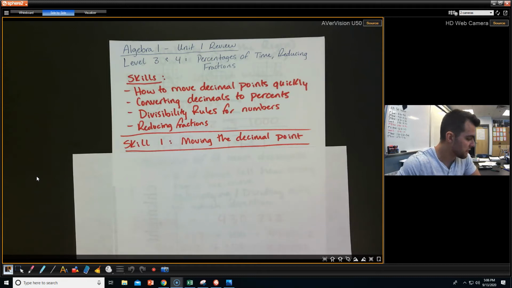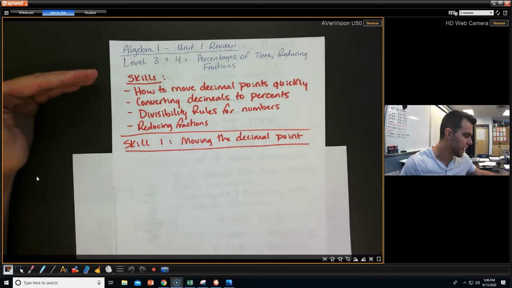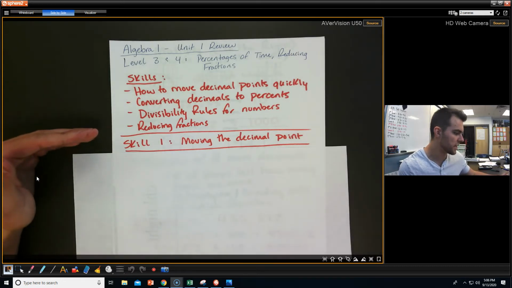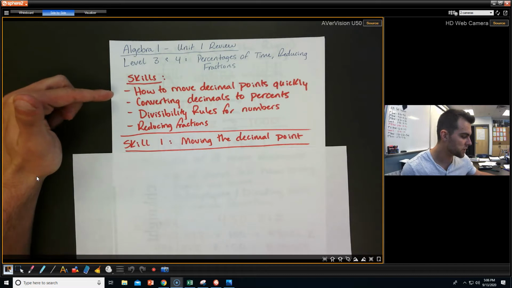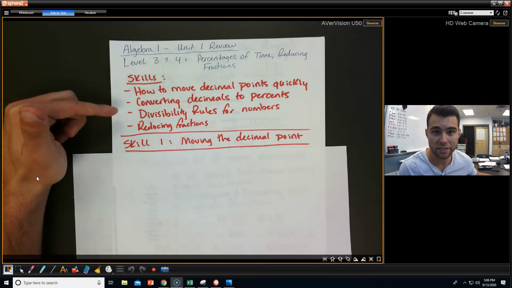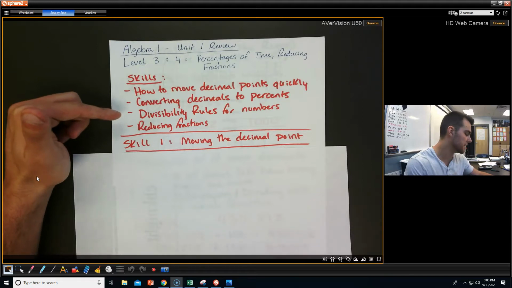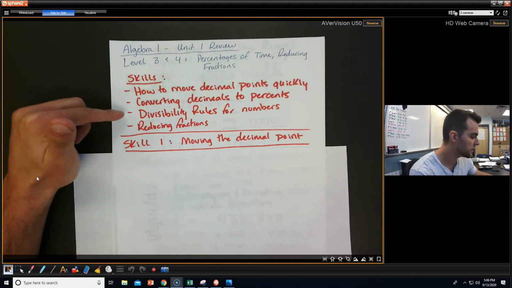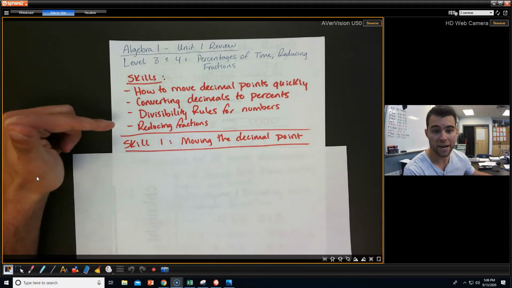We're going to do Level 3 and 4 review. Level 3 was percentages of time and how to convert a percent to a decimal. And then Level 4 was reducing fractions. So here are our skills today: how to move decimal points quickly, converting percents to decimals, divisibility rules for numbers, and reducing fractions.